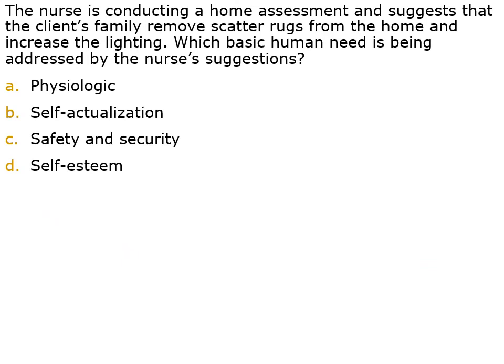A nurse is conducting a home assessment and suggests that the client's family remove scatter rugs from the home and increase the lighting. Which basic human need is being addressed by the nurse's suggestion? A. Physiologic, B. Self-actualization, C. Safety and security, or D. Self-esteem.